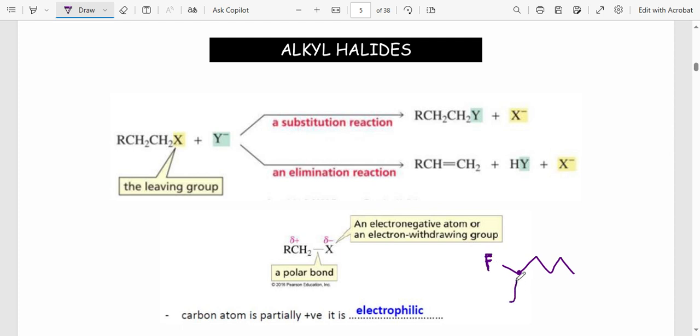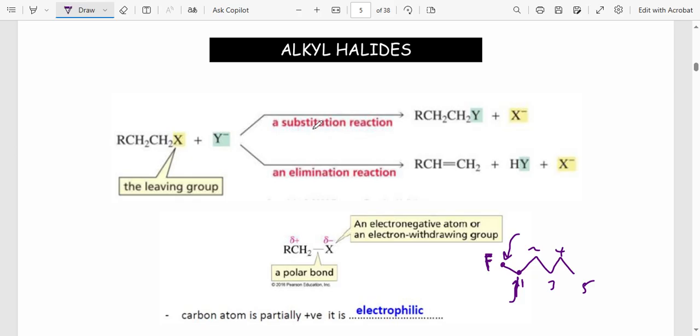So this fluorine is attached to a carbon. There is no other atom here besides fluorine. So this one is the carbon, and this fluorine is attached to 1, 2, 3, 4, 5. It is attached to a 5 carbon alkyl group. So we call this an alkyl halide. Alkyl halides can react with nucleophiles to undergo a nucleophilic substitution reaction or a nucleophilic elimination reaction.